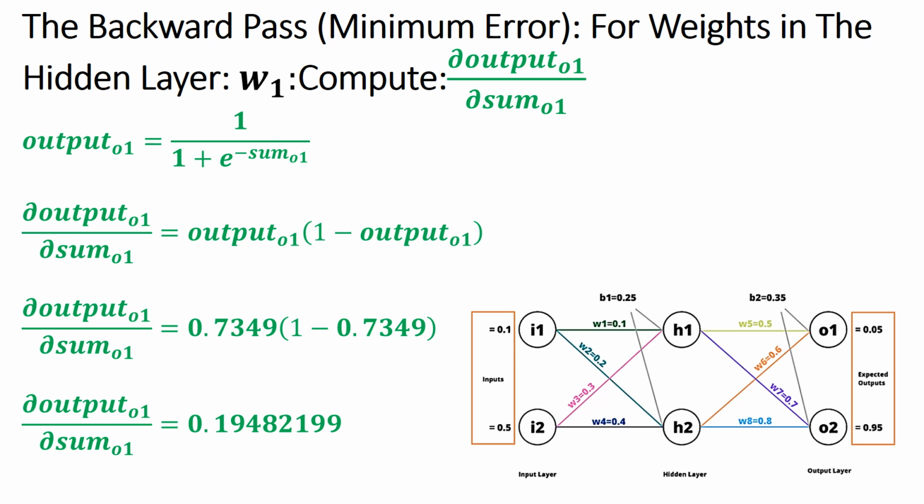Proceed to compute the second component, which is the gradient of output O1 with respect to sum O1. The activation function in neuron O1 was the sigmoid.